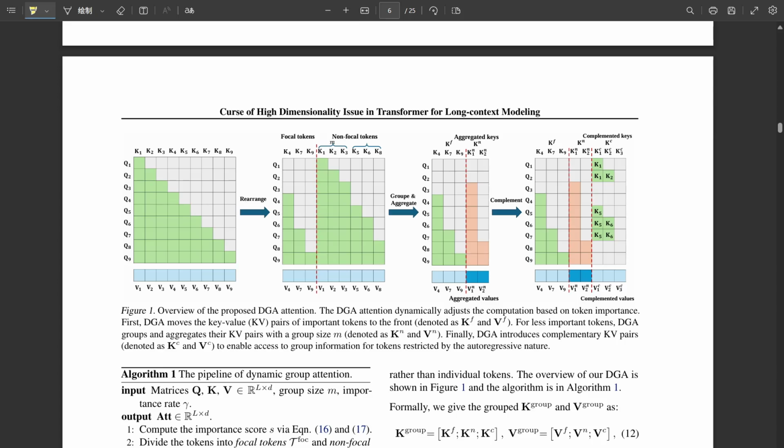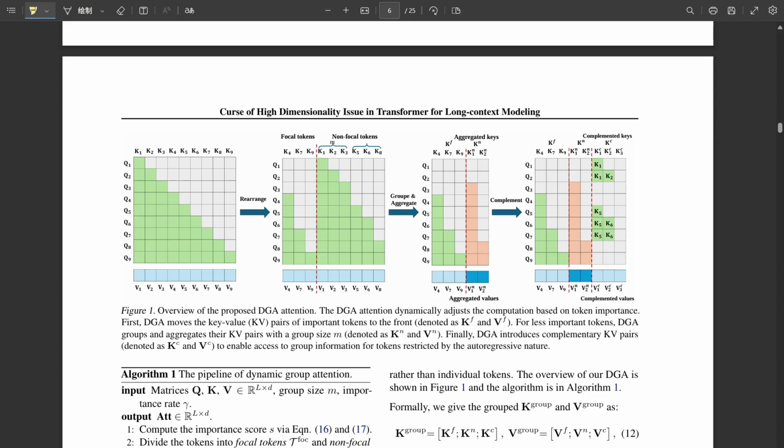Makes sense. You mentioned something specific for autoregressive models earlier. Ah, yes, the complementary KV pairs. This is a clever bit of engineering. See, when an LLM generates text token by token autoregressively, a token can only look back at previous tokens. Now, imagine some important context happens later in the sequence, and those tokens get grouped together. A token being generated earlier might not be able to see that aggregated group information through the standard attention mechanism because the group is formed from tokens in the future relative to it.